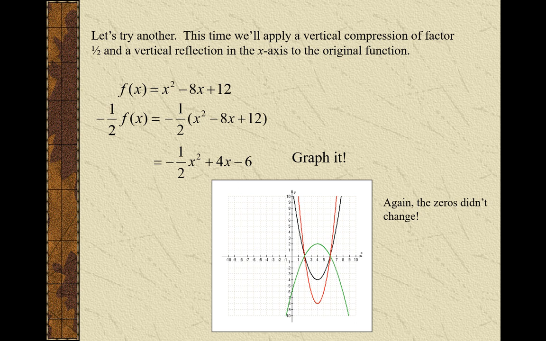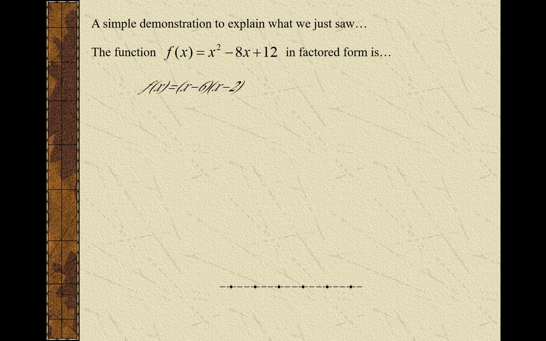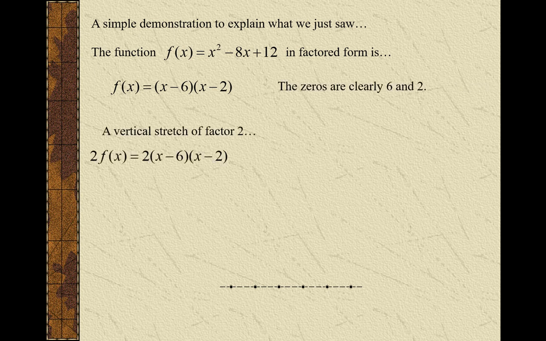Good? Okay. A simple demonstration to explain what we just saw. Now I feel like I'm over-explaining. But here it comes. The function x squared minus 8x plus 12 in factored form is (x minus 6)(x minus 2), like that. So you can see what the zeros are. If I multiply the whole thing by a stretch factor of 2, I just get a 2 out front of the whole thing. And the zeros are still 6 and 2.